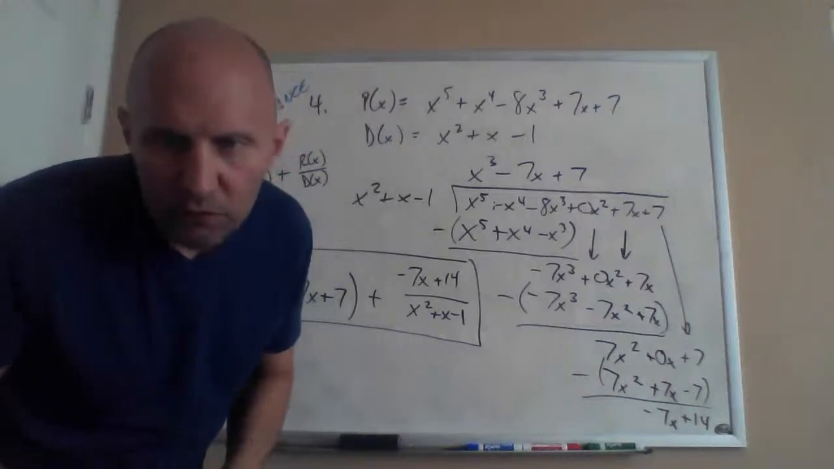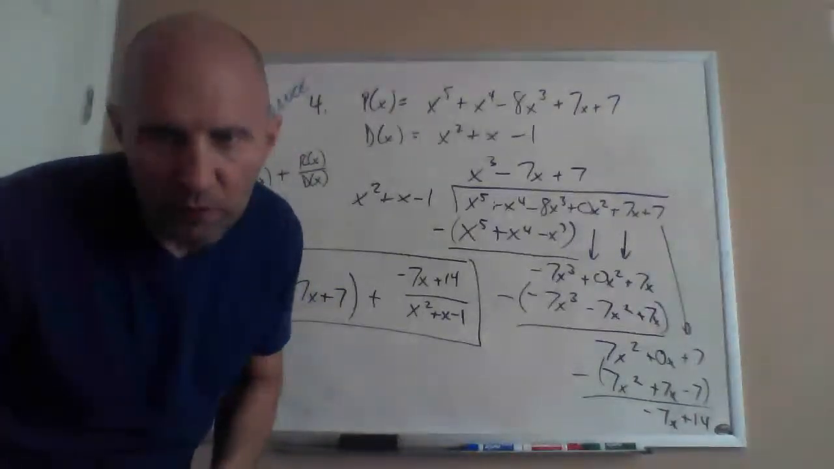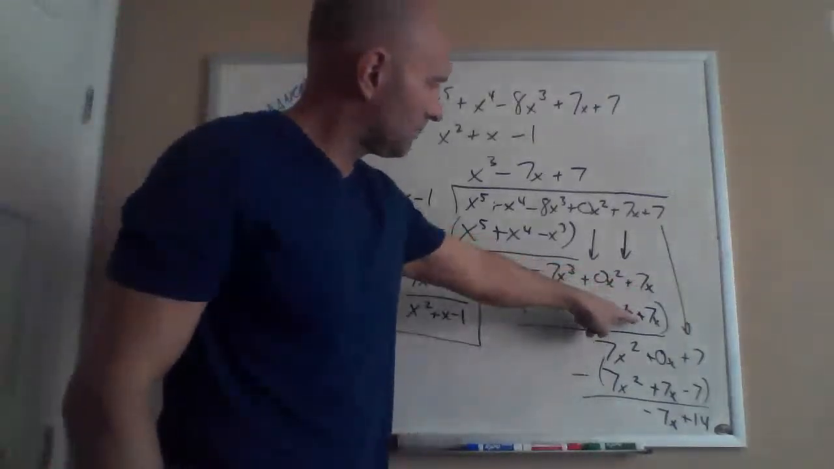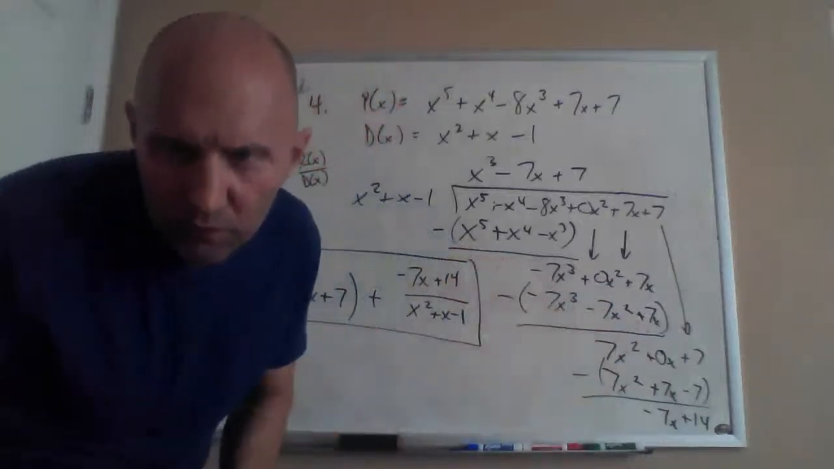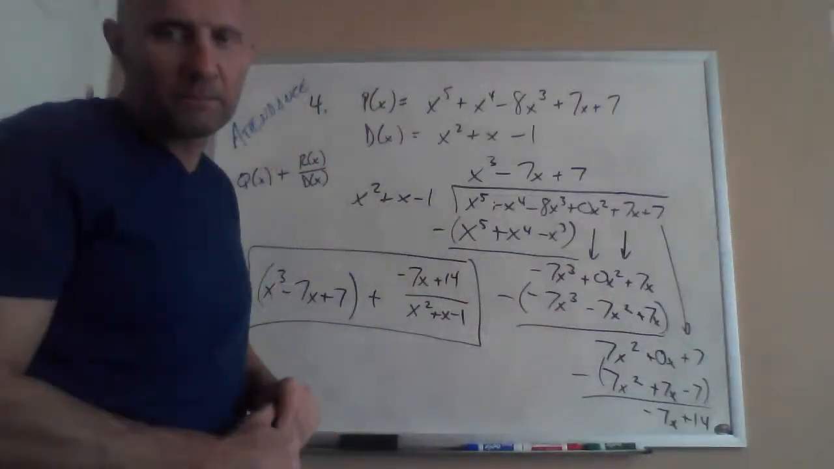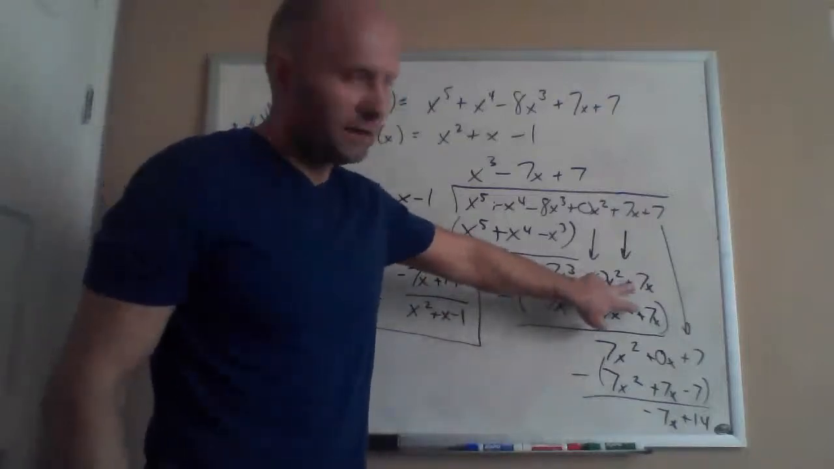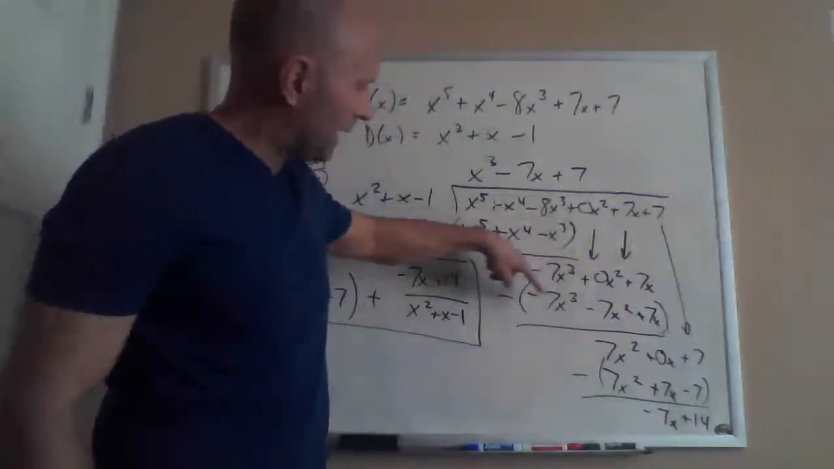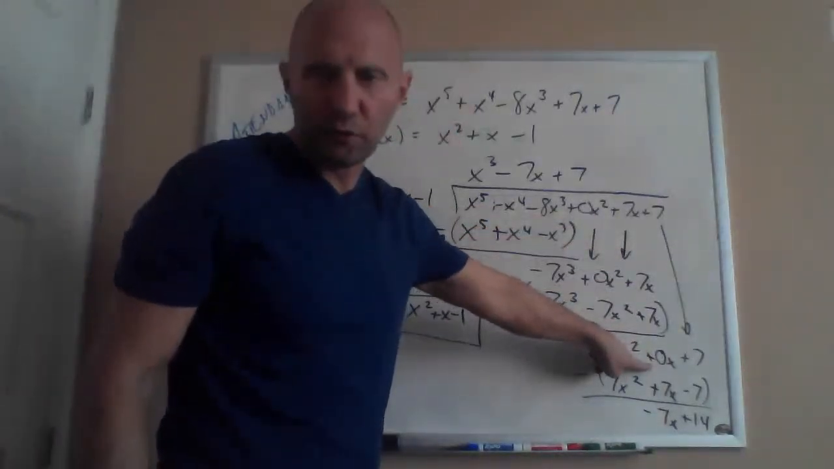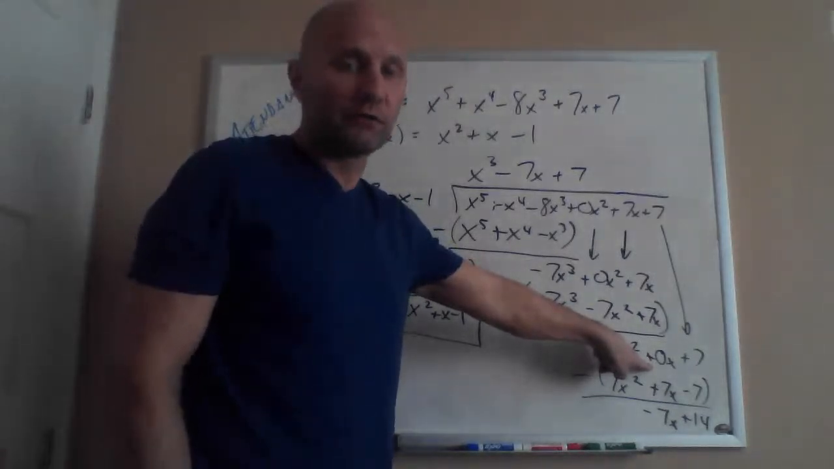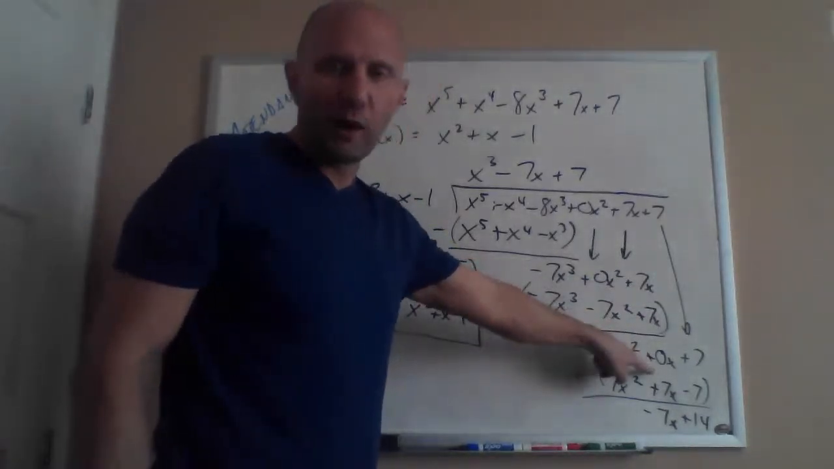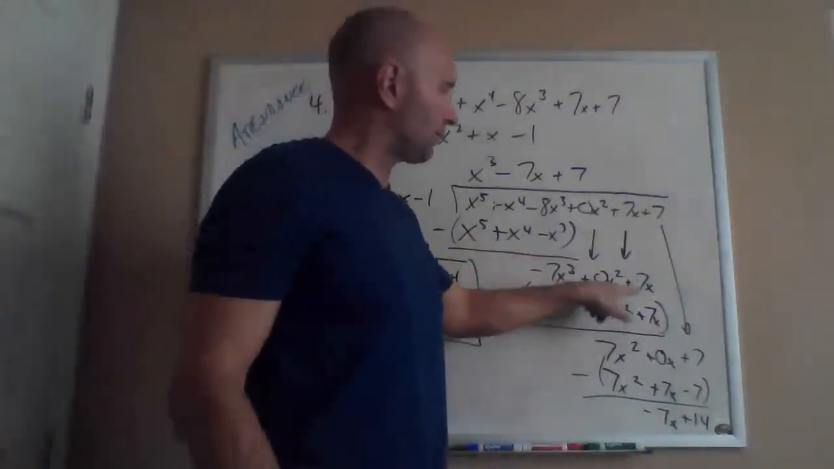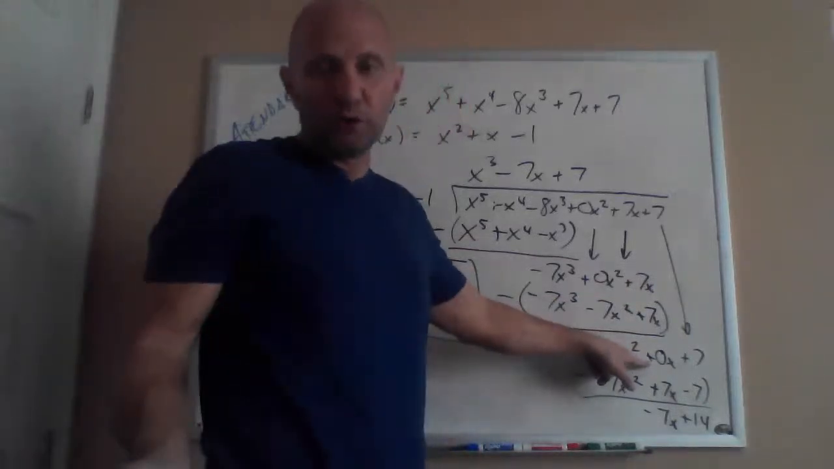For the two 7x terms, why don't they completely cancel each other out? I'm assuming you mean this guy, right? So we have 7x minus 7x gives us our 0x. So you're right, they do cancel each other out. I just put the 0x in there as my placeholder. So you could leave it blank.